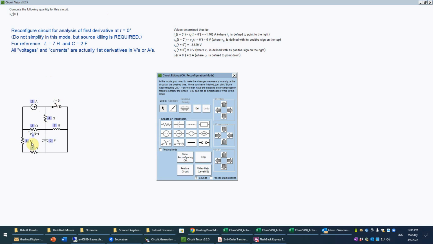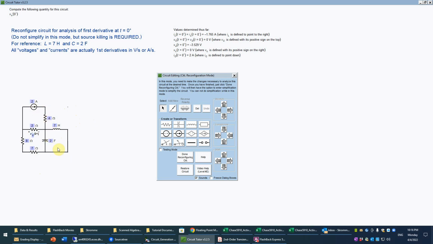So we have to think about how to analyze this. The switch might be the easiest place to start, because we know the switch is still open at 0 plus, so we can just delete that as I did before. So that's done. And remember, we can't simplify yet. We just have to reconfigure here. We're not allowed to simplify in this mode.